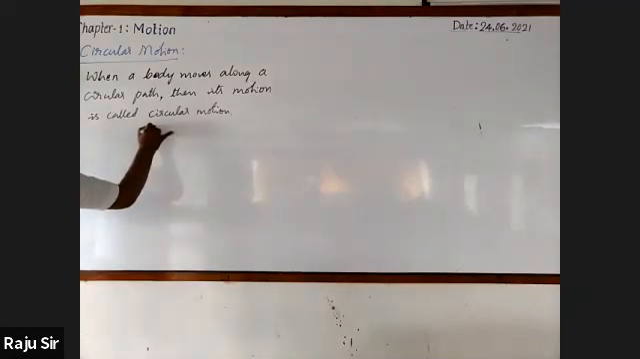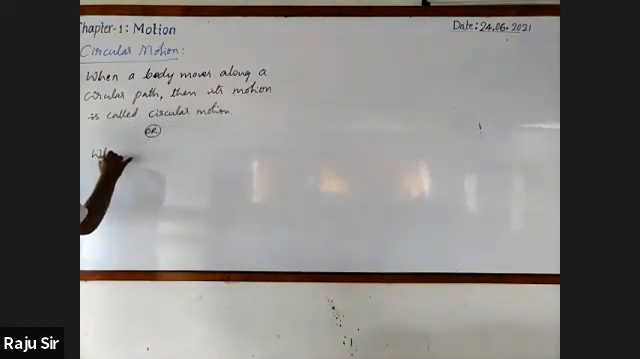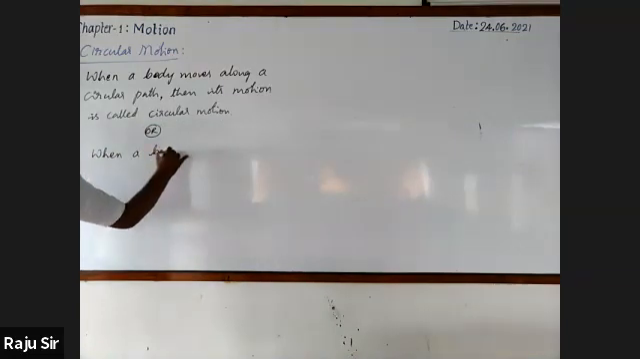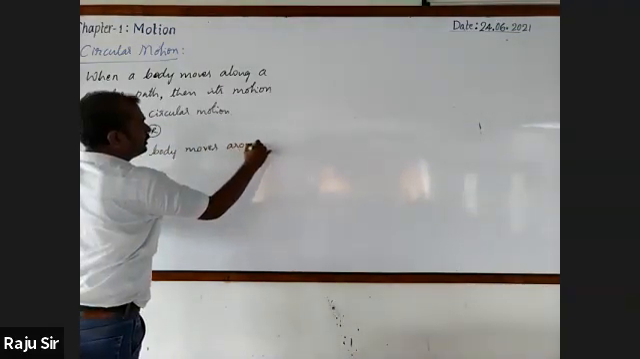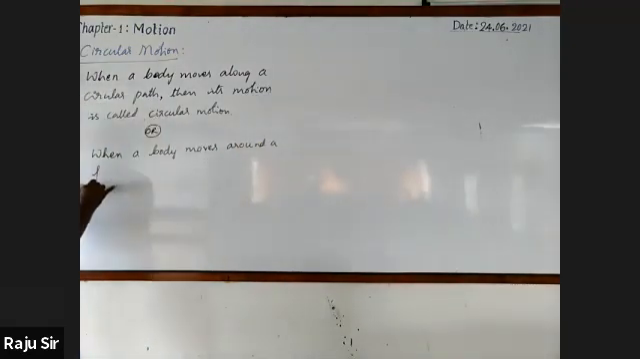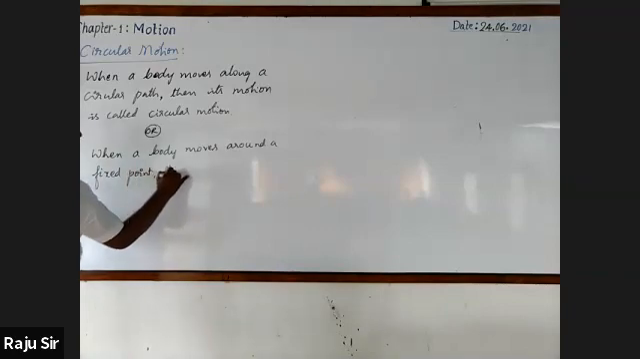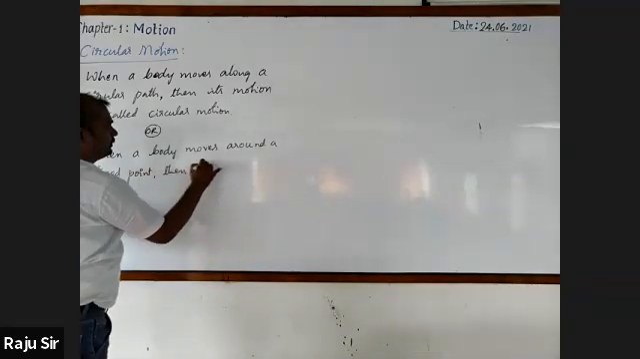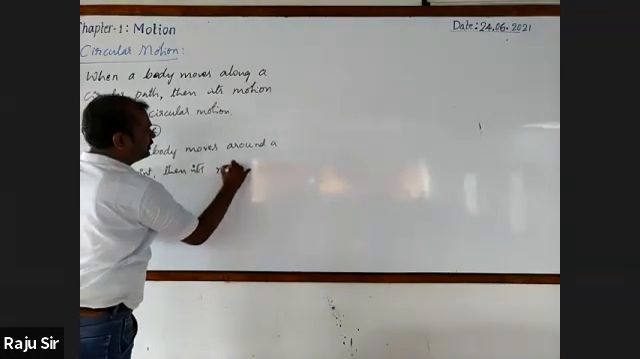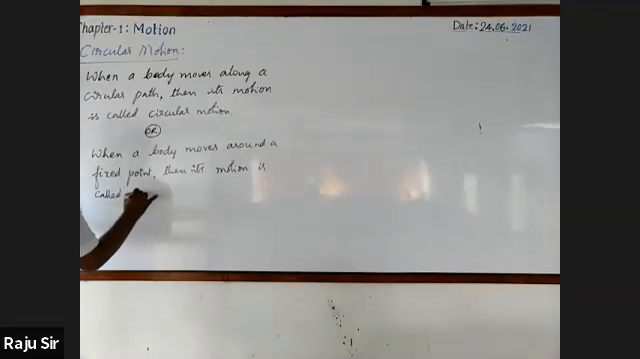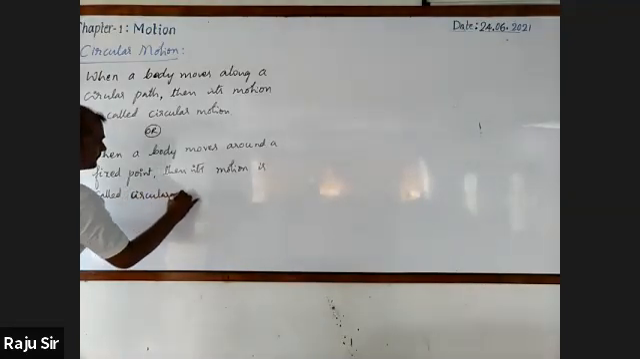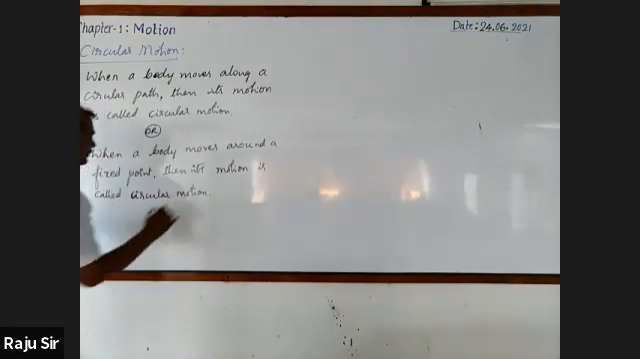Another definition. When a body moves around a fixed point, then its motion is called circular motion.